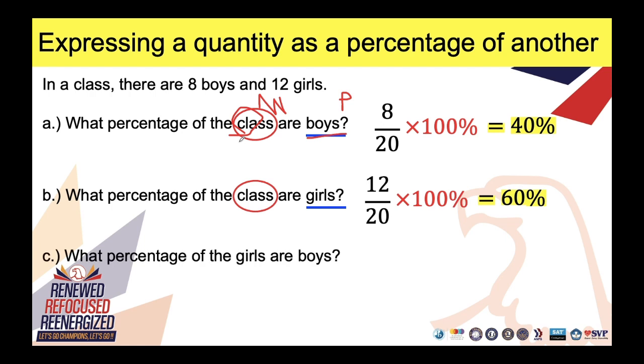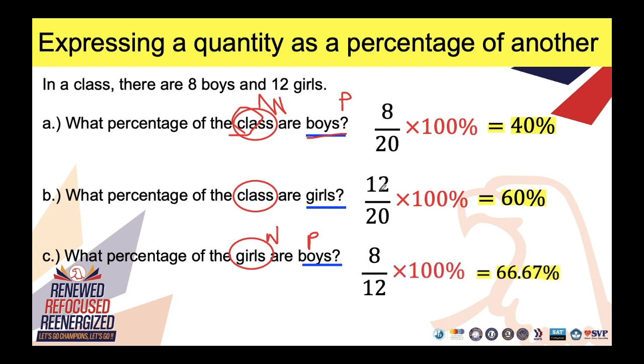Okay, how about this one? Which one is your part, which one is your whole? Okay, precisely the girls, what percentage of the girls? So basically, this is your whole, and this is your part, the boys. So we know that there are 8 boys and 12 girls, so we can just write it as 8 over 12 times 100%, which gives you 66.67%. Remember to always round it off to 2 decimal places.